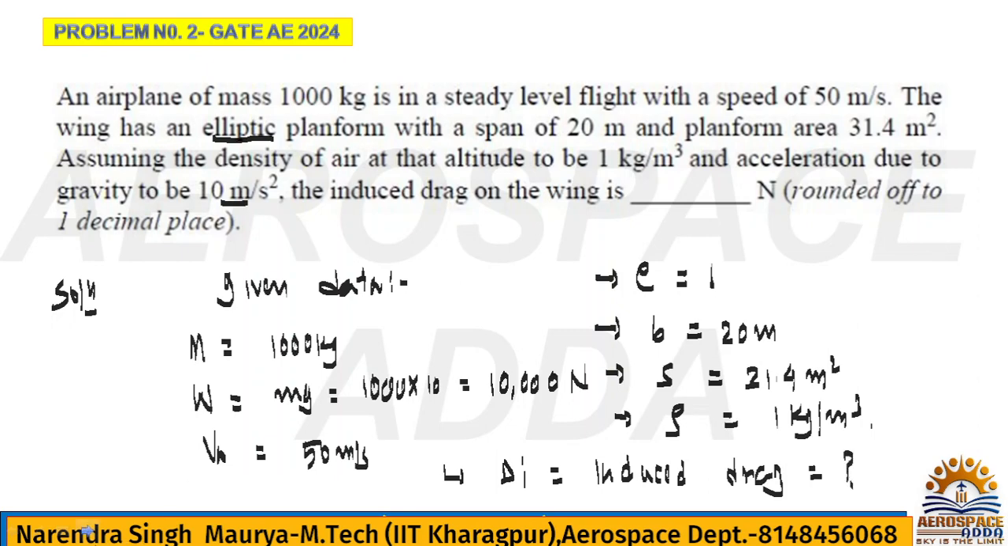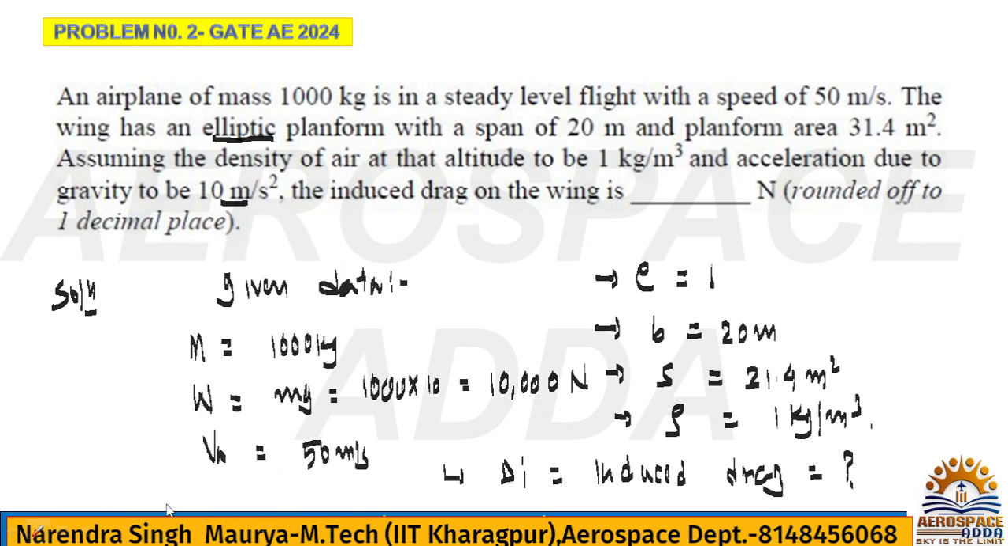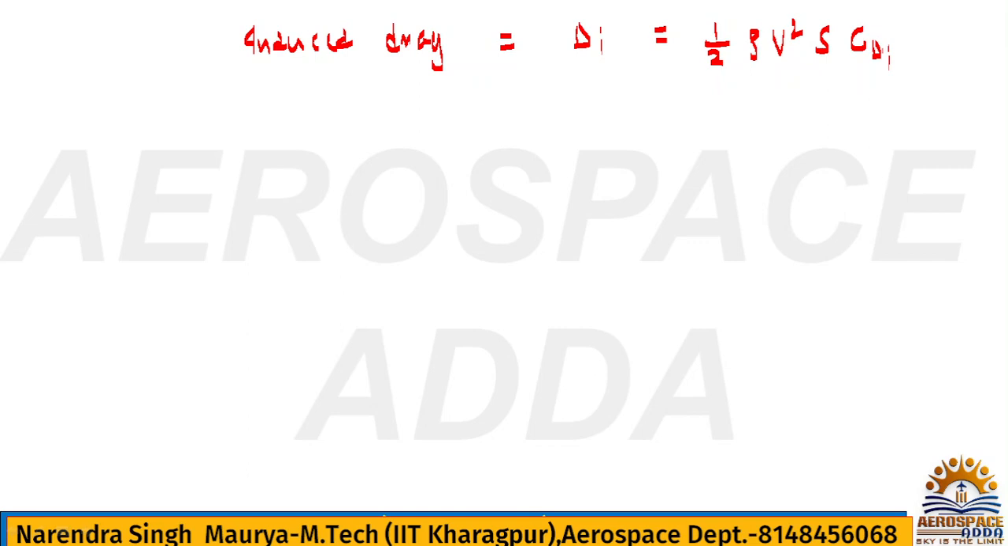All right, now we'll go for the solution of this problem. Now check, what is the induced drag here? It is Di, a similar formula just like the drag formula, half rho V squared S into CD. If it is simple drag, then it is CD, because it's induced drag, hence you write CDi. CDi means induced drag coefficient. That job is done. Okay, this is the formula. Now we'll go for the calculation.